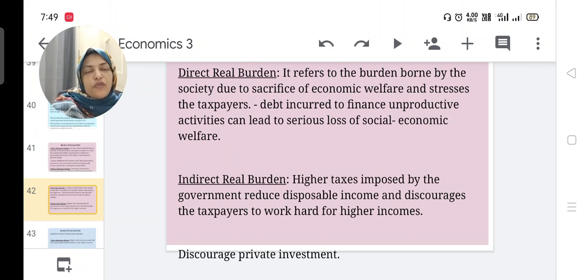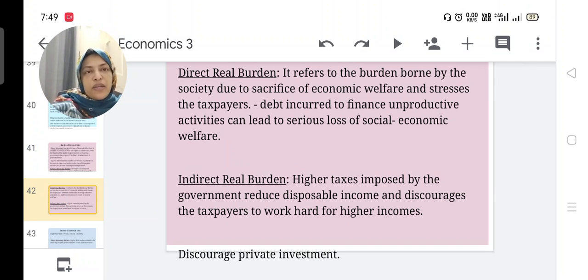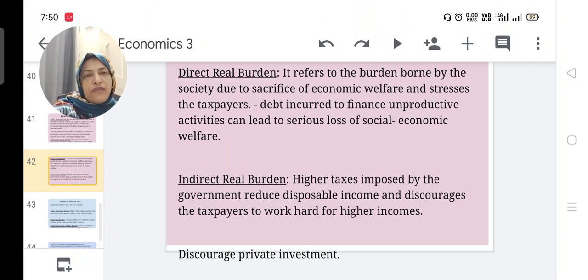So for the internal debt: direct monetary burden, indirect monetary burden, then direct real burden, the burden borne by the society due to sacrifice of economic welfare, very stressful for the taxpayer. Then debt incurred to finance unproductive activities leads to serious loss of socio-economic welfare also. Then indirect real burden means higher tax imposed by the government reduces disposable income and discourages the taxpayer to work hard. Similarly it discourages private investment.